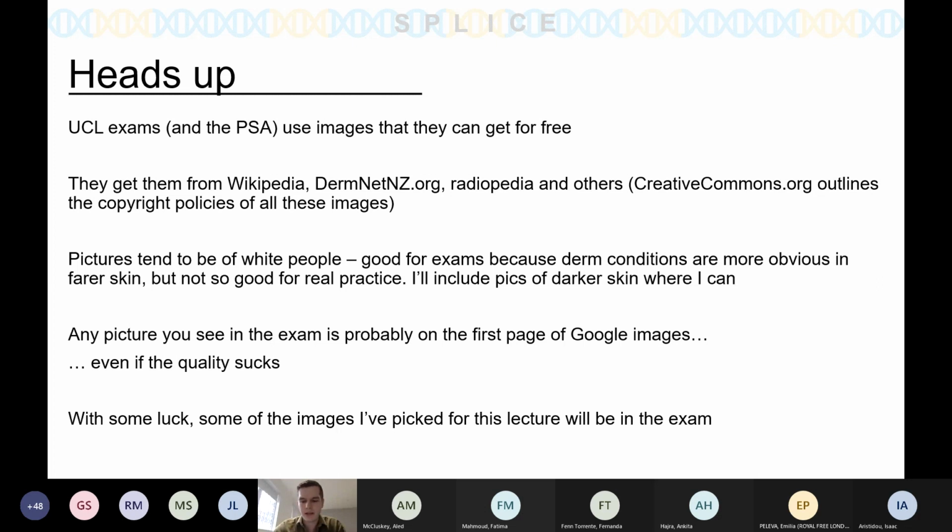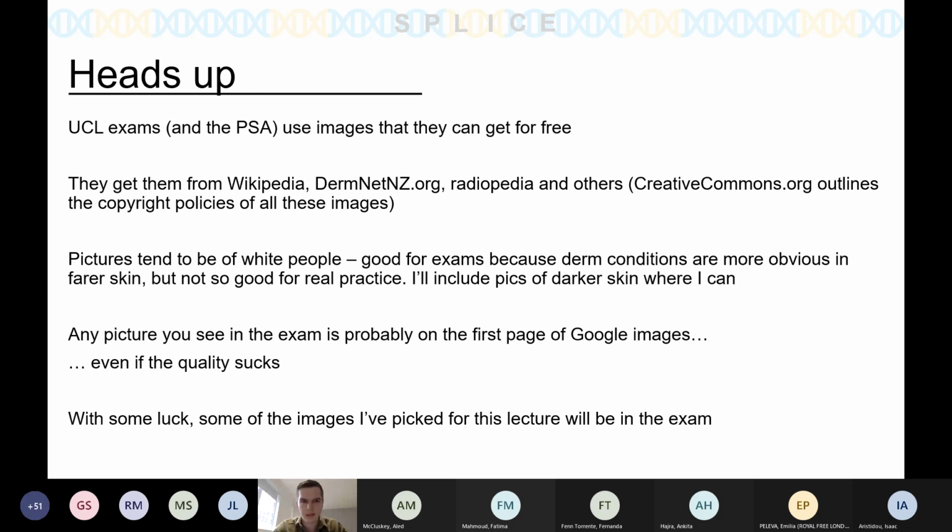UCL and the PSA use what are called Creative Commons images, i.e. ones that they don't have to pay to use. And they basically get them all from Wikipedia or dermnet.org. So I've tried to do the same. The thing about that is all the pictures they show are of white people, which is good in a sense that derm conditions usually are more obvious on white patients.